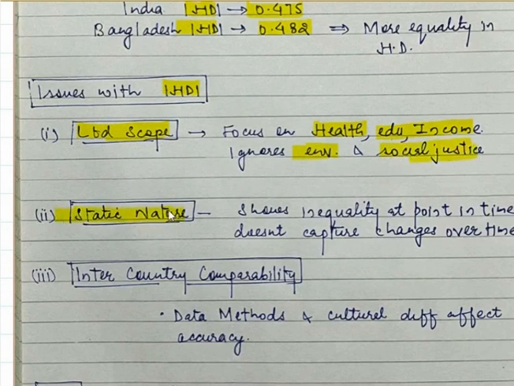How is it of static nature? It shows how much is the inequality at any point in time. What is the inequality in 2025, inequality in 2023? It doesn't tell how much has been the change over a period of time, how much has been the growth over a period of time, how much has been the reduction in inequality over a period of time. Similarly, inter-country comparability is difficult because data methods are different for different countries. Cultural differences are also there between countries. Therefore, it is very difficult to compare the IHDI of different countries.